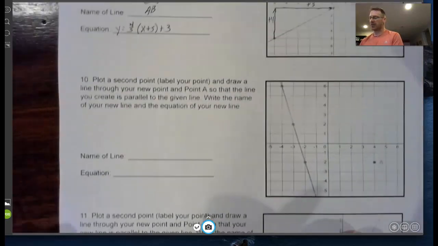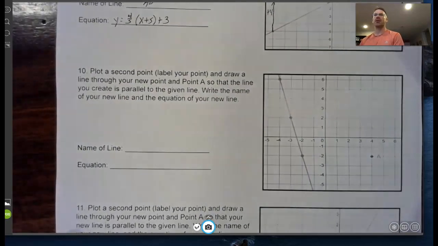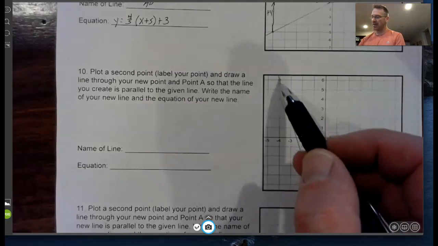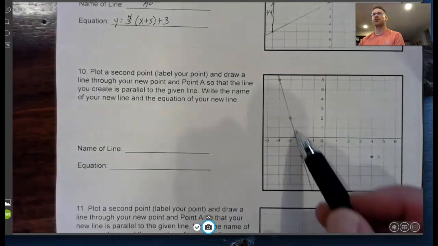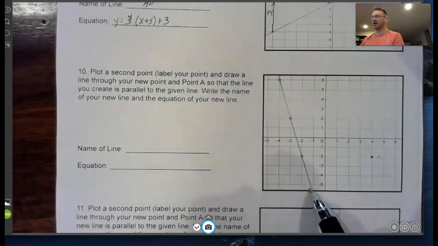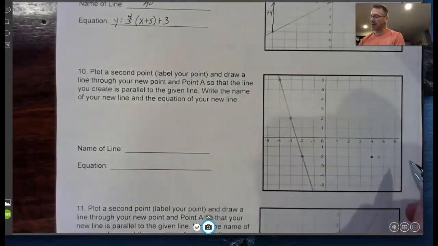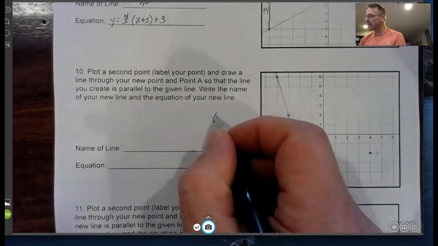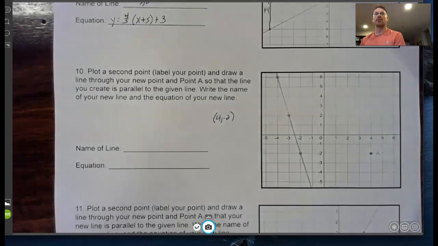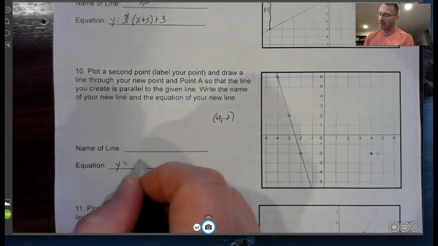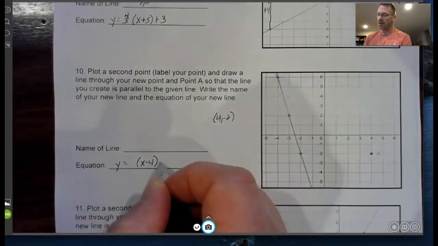Let's do one more together. Let's do number 10 here. All right, so once again, here's our given line, and we want to write and draw an equation of a line that's parallel to our given line and goes through point A. Well, this time point A is (4, -2). So y equals, and then it would be x minus 4, minus 2.